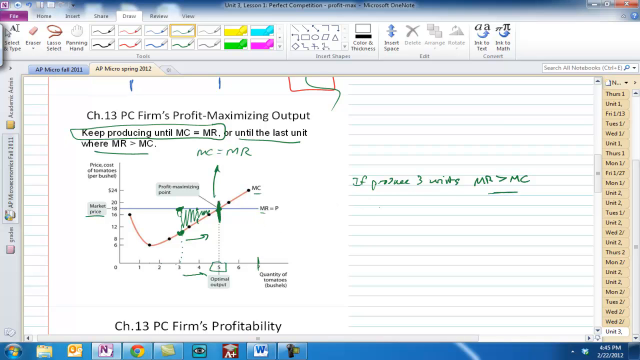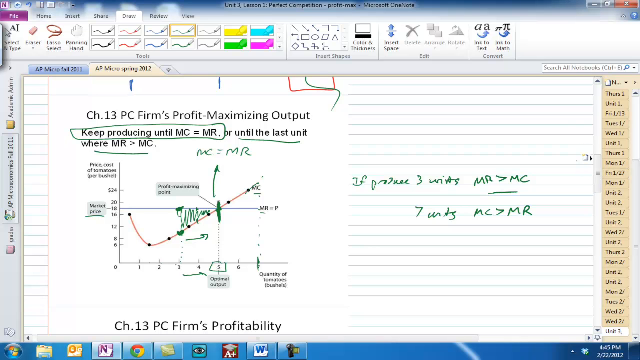On the other hand, if they're producing 7 units, at 7 units, marginal cost is greater than marginal revenue, and they've gone too far. They've subtracted from their profit. They've produced to the level where the costs are growing higher than the revenues, and so they should reduce output until marginal cost becomes equal to marginal revenue.